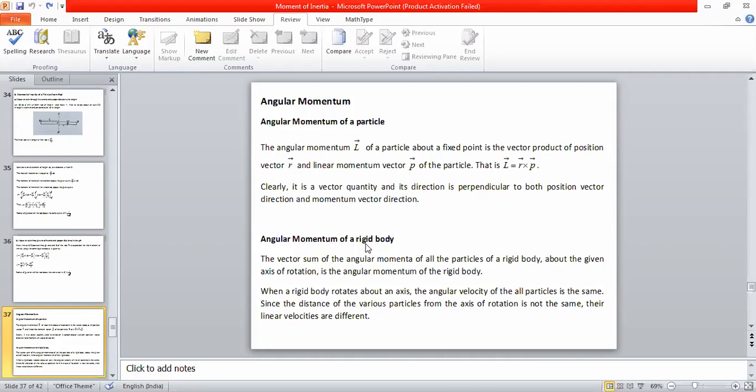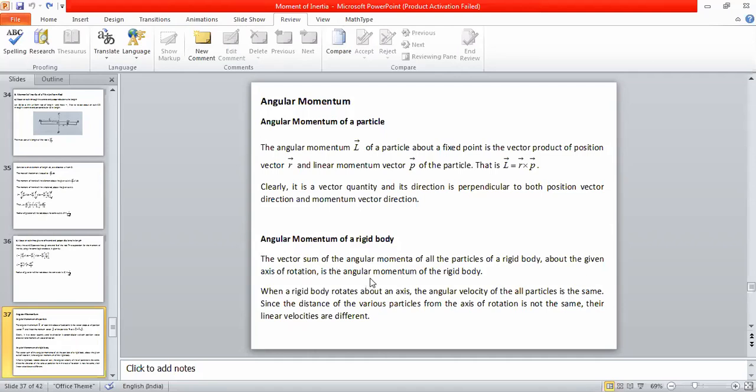So likewise, we are interested in the angular momentum of a rigid body, not for a single particle. In the case of a rigid body, there are billions of particles. So by taking care of all those particles together, we are interested to find out the total angular momentum of the rigid body. Okay, so it is very simple. How do you calculate angular momentum of a rigid body?